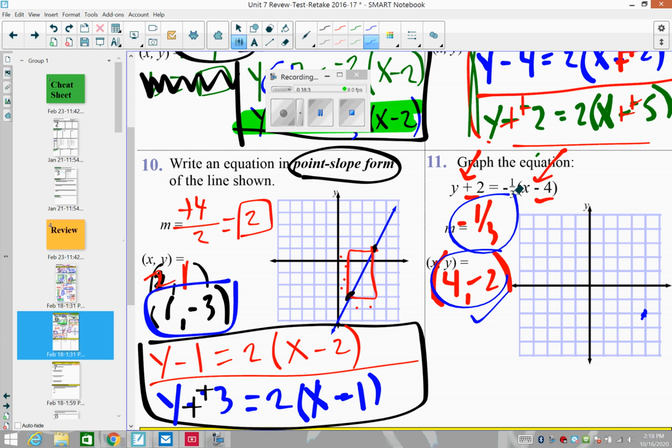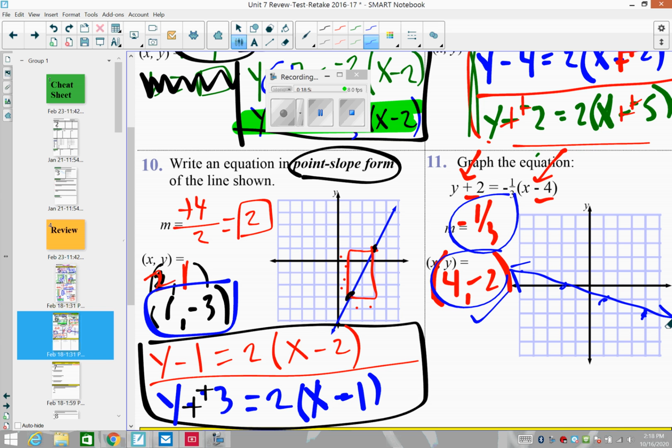So we're going to go down 1 over 3 to the right 3. However, we run out of graph there. So we could go down 1 over 3, but that's going to fall off my screen. So instead, I'm going to go up 1 over to the left 3, and repeat that. And there we have it. There is our graph of the equation given in point slope form.